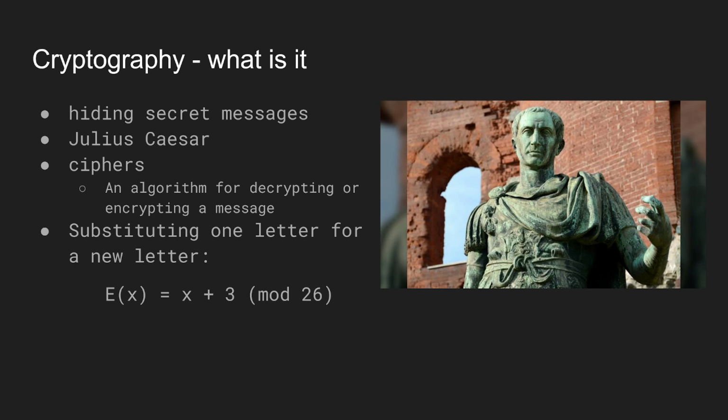So the first topic tonight is cryptography. So what is cryptography? Cryptography is the method of hiding secret messages through text or through signals. One of the oldest cryptography methods is called the Caesar cipher. It was supposedly made by Julius Caesar, who was an emperor in ancient times. So a cipher is essentially an algorithm for decrypting or encrypting a message. In the case of the Caesar cipher, we're substituting one letter for a new letter.